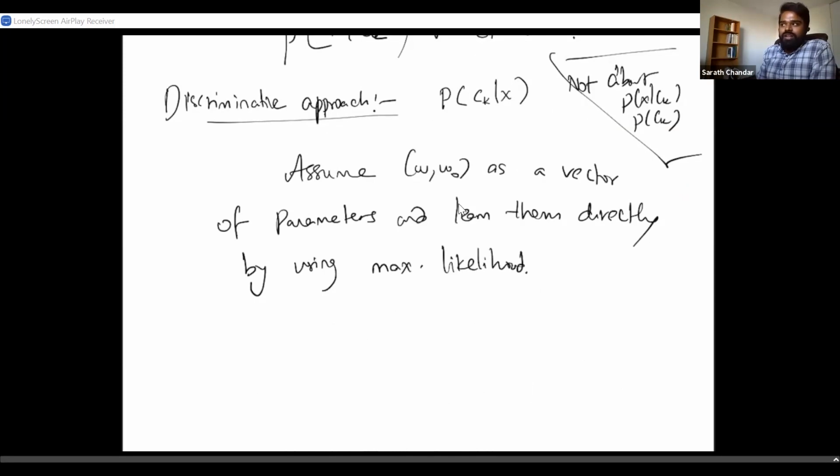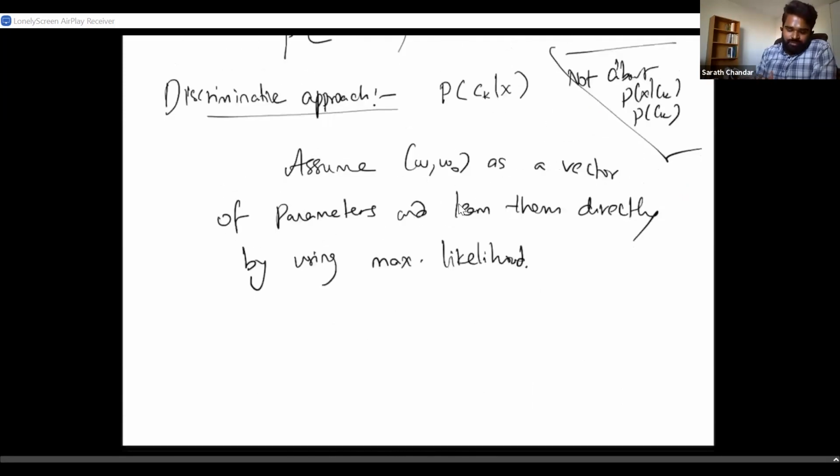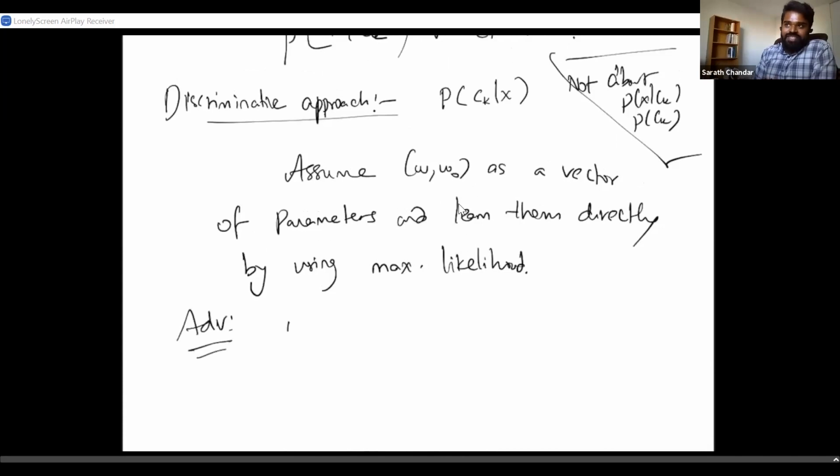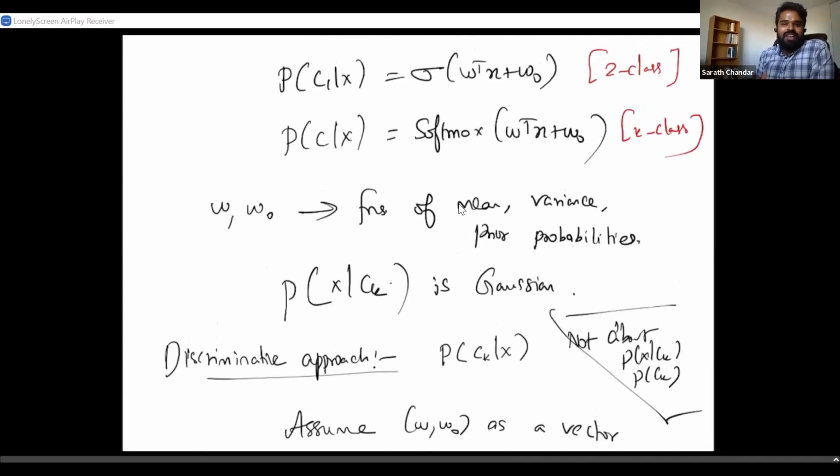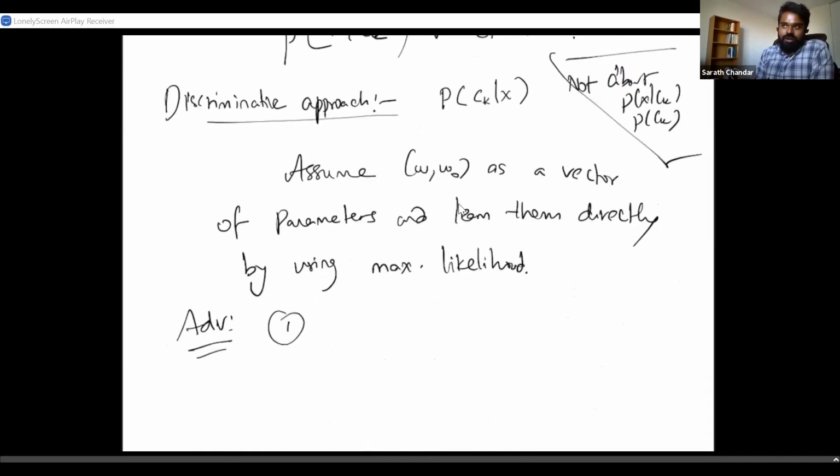Now what are the advantages of this model? The first advantage is that the moment you say W is my parameter, and I don't care about mean, variance, and prior, you are saving a lot of parameters. Remember that you needed n times k times m parameters for mean, k times m squared parameters for variance, and so on. You needed a lot of parameters in the generative model. In this case, there is a fewer number of parameters than the generative approach.